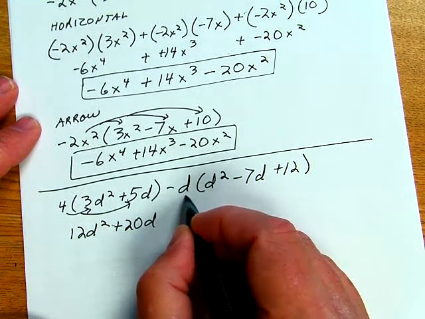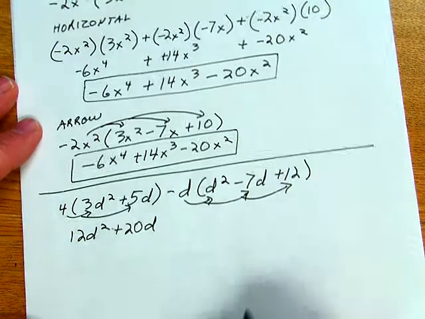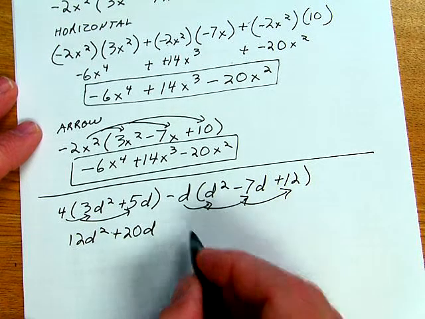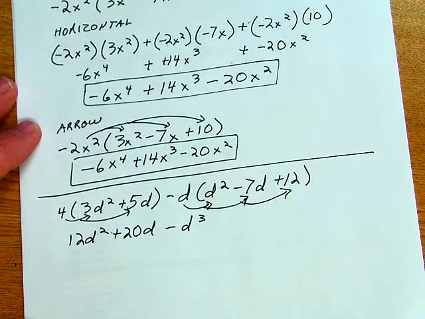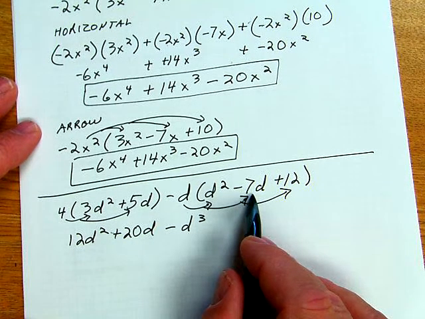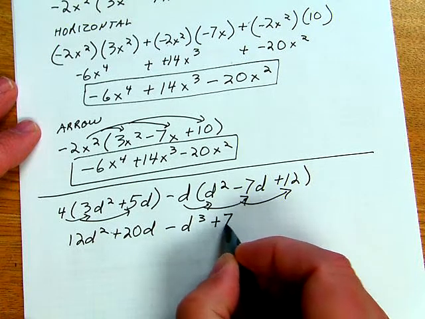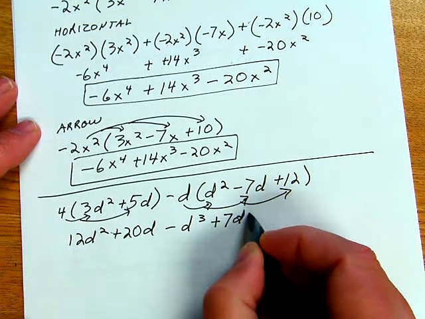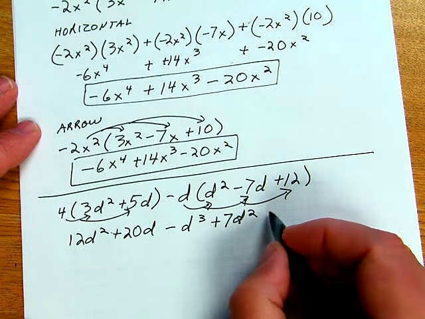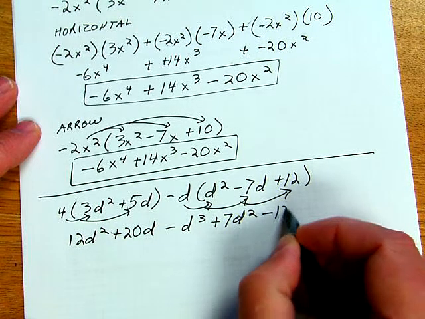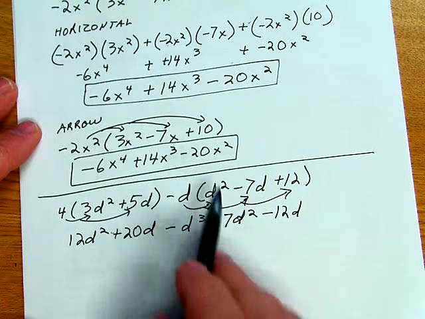Now I'm going to do the arrow thing again. There's 1, 2, 3. So negative d times d squared gives me minus d to the third. Negative d times negative 7d. Well, negative times a negative is a positive: 7d squared. And now negative d times 12 gives me negative 12d. Okay, last problem I was done at this point.